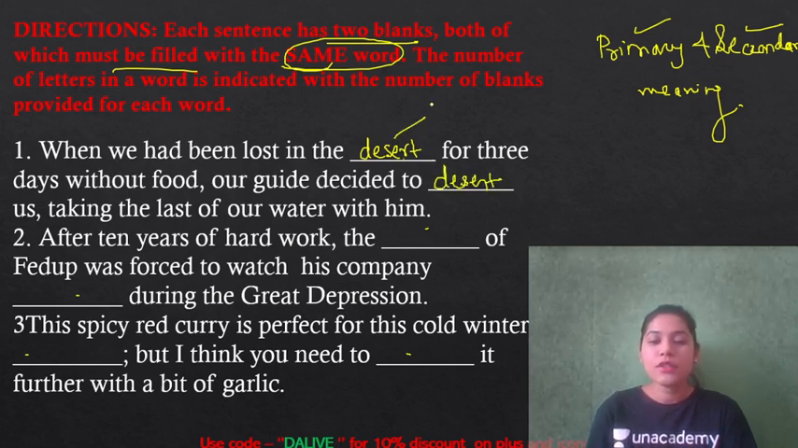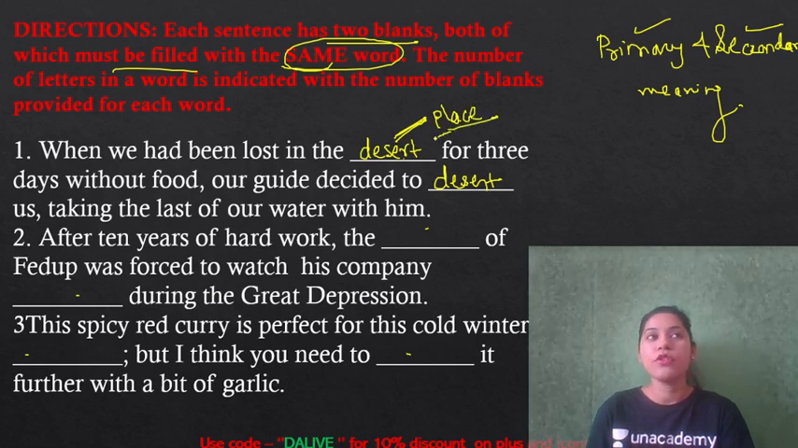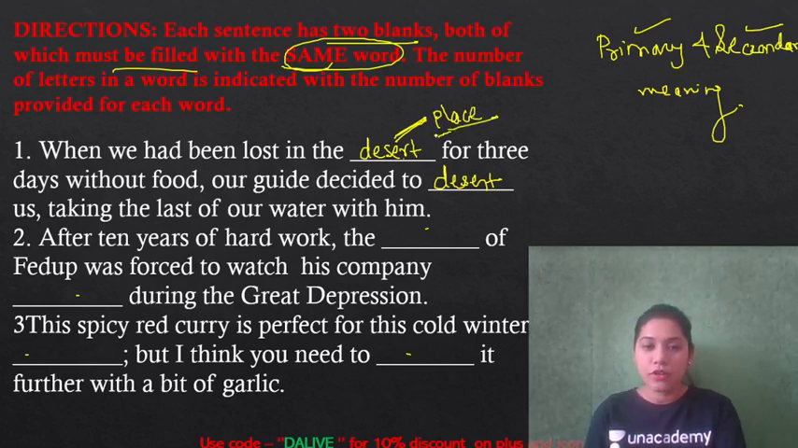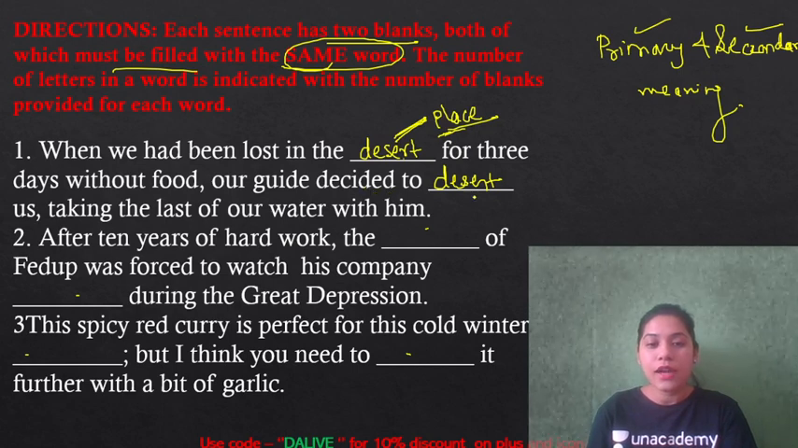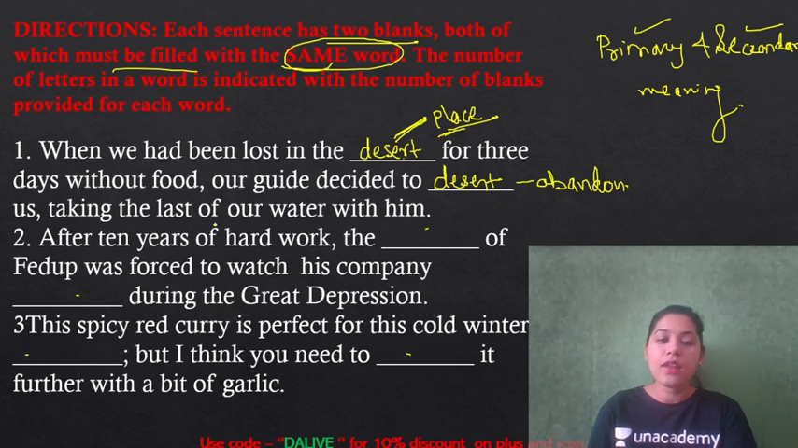Here, desert means the place, right? The Thar Desert, the Sahara Desert. So we had been lost in the desert. This refers to the dry place, where you see a lot of Rajasthan, a lot of sand. And he decided to desert us, as in he decided to abandon us, leave us, taking the last of our water with him.